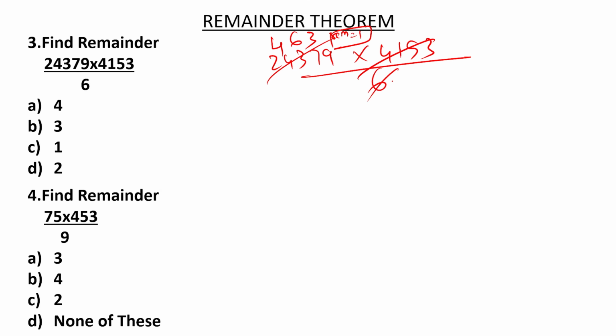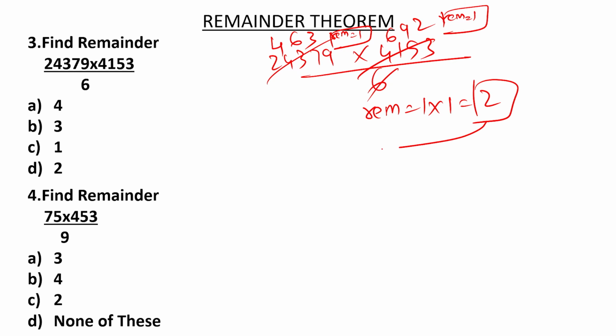Okay. Now this one. 6 6 36, 6 6 36. We get a remainder here 5. 6 9 is 54, 6 2 is 12. Here also we got a remainder of 1. So remainder is equal to 1 into 1. We get 2. 2 is our answer. Yep. That's how we do it.